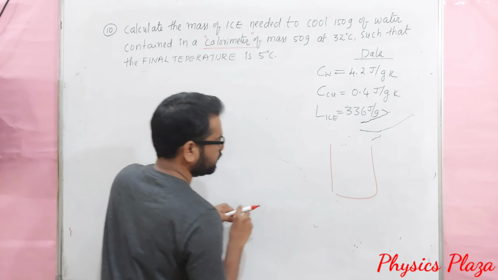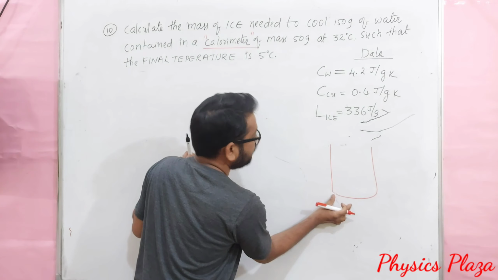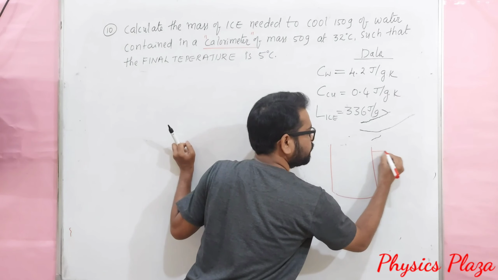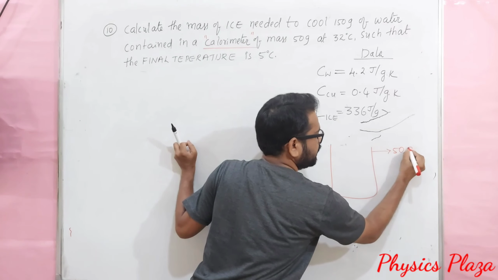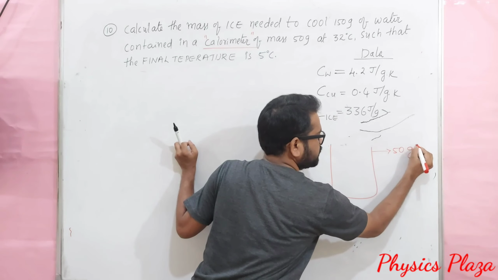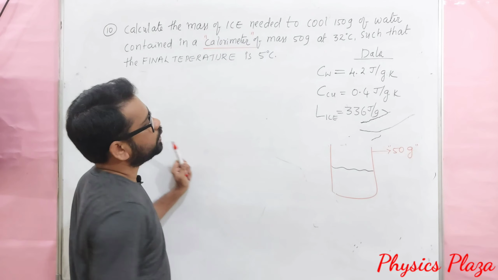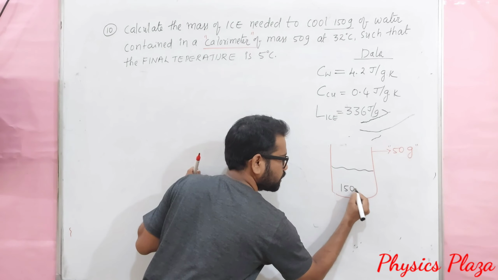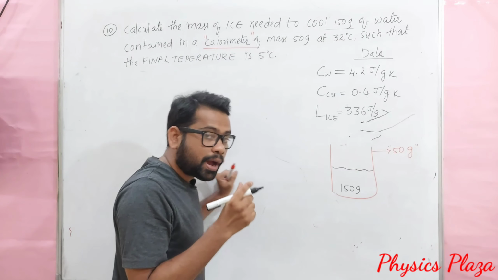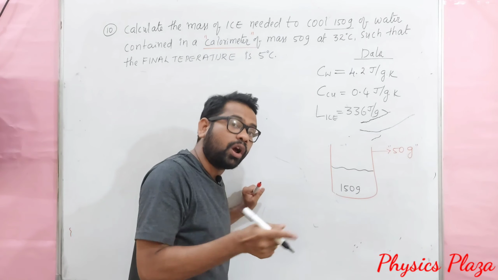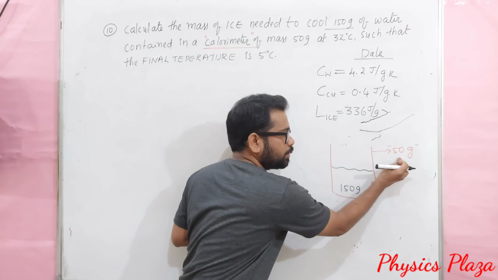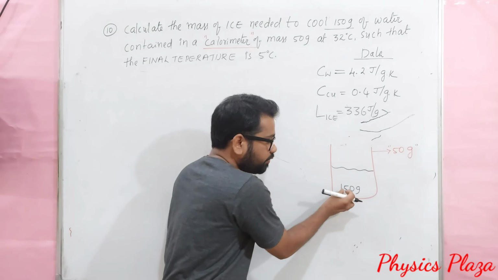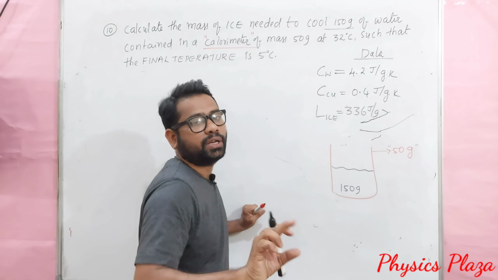Let us come to the point. It is a calorimeter of mass 50 grams. Children, it's very important, please note down: the mass of the copper is 50 grams. In this, water is taken. What is the mass of the water? It is given that the mass of the water is 150 grams. So 150 grams is the mass of the water taken in the calorimeter of mass 50 grams.